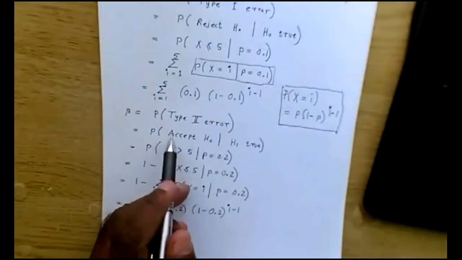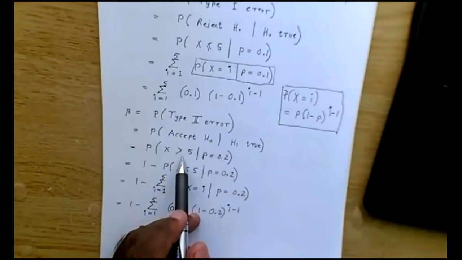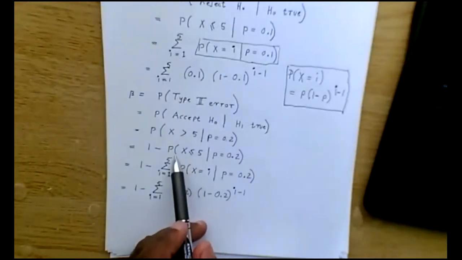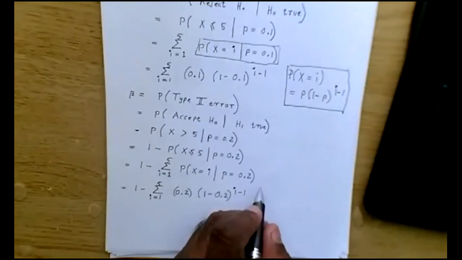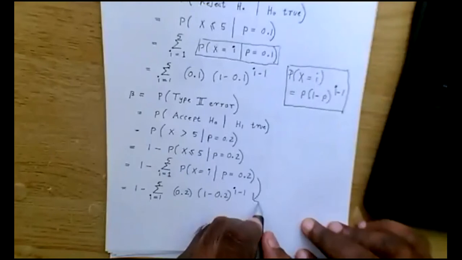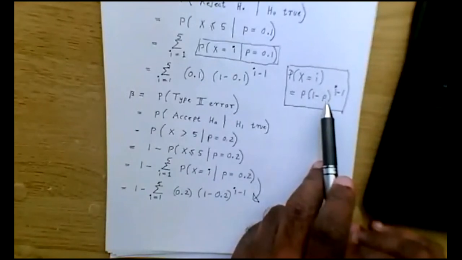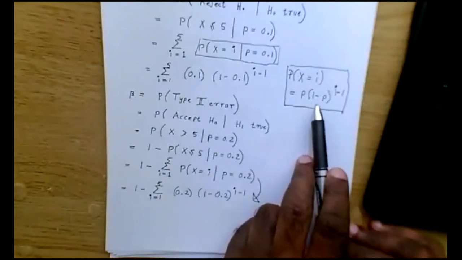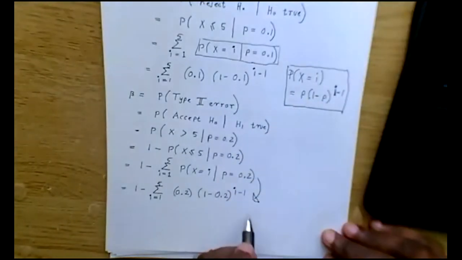And the same thing with type two error. Type two error is the probability of accepting when H1 is true. So the probability that X is greater than 5 when P is 0.2, which you can write as 1 minus this. And the probability that X is less than or equal to 5 can be written as this. And finally, to go from this line to this line, I have used once again the probability mass function of the geometric variable, so with P equal to 0.2. If you put P equal to 0.2 into this formula, you get 0.2 times (1 minus 0.2) to the power i minus 1.